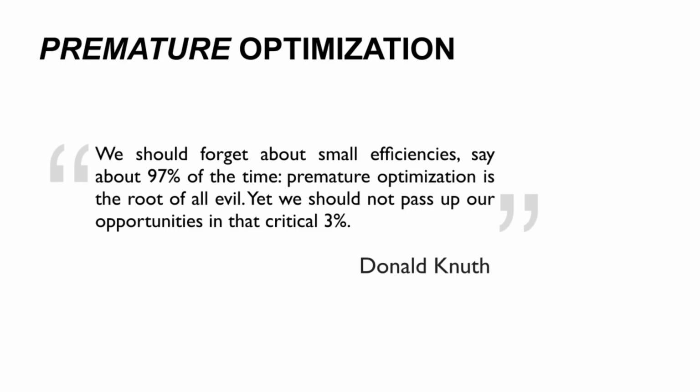Well, you've probably heard at least part of this quote about premature optimization being the root of all evil. But there's a little more context to the quote that's often left out. What Knuth actually said is we should forget about small efficiencies, say about 97% of the time. Premature optimization is the root of all evil, yet we should not pass up our opportunities in that critical 3%.